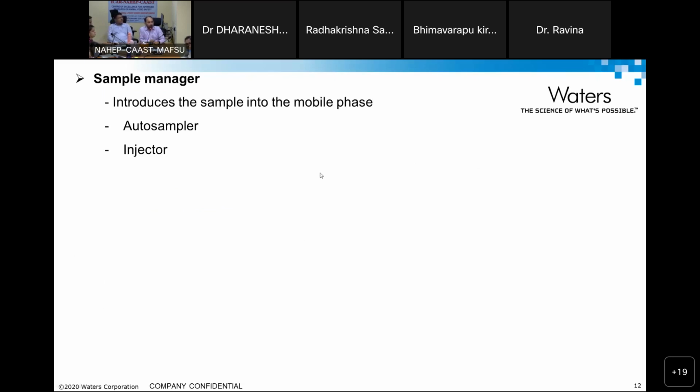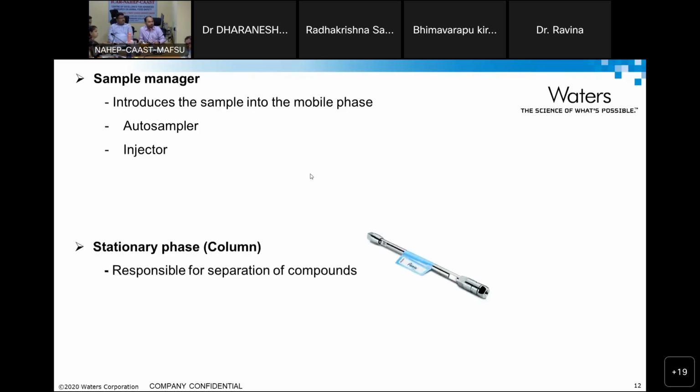Next is the sample manager, often called an autosampler. It introduces the sample into the mobile phase. It has an injector, and the samples are stored in HPLC or UPLC vials. The injector takes the sample from the sample vials and introduces it into the mobile phase. The next is the stationary phase or the column. This is a very critical component as it is responsible for the separation of compounds present in the given sample.